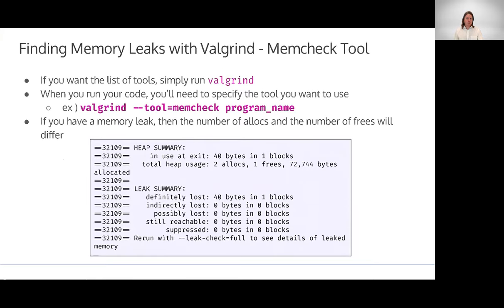So if you want a list of tools, you can simply run Valgrind. We've installed Valgrind within your CS128 environment. To invoke it, again, it's just writing the name of the application, Valgrind, and it will provide some output to you, including a list of the tools that you're able to run.